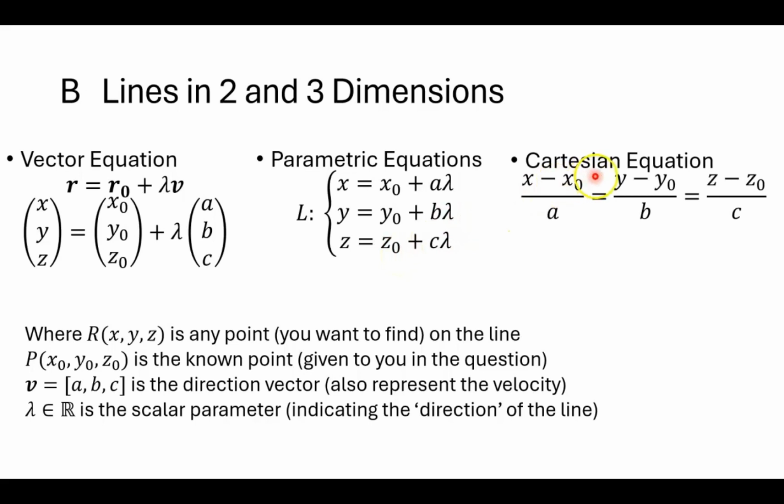And the third one is the Cartesian equation. This comes from eliminating the lambda in the parametric equations. As you can see, if you just move this x0 to the left-hand side and divide through by a, you will get lambda equals x minus x0 divided by a. And you can do the same thing for y and z, and you will get three equations linked together. The Cartesian equation is different from these two because it doesn't have a parameter, so it's just a line itself. It doesn't have any direction in it.